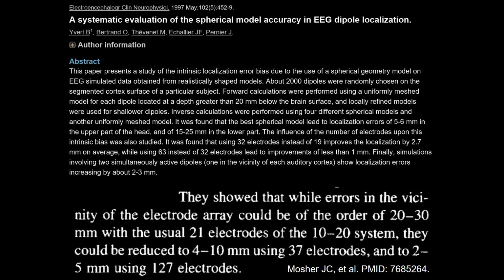I have enlarged the conclusions arrived at by Ebert about the paper written by Mosher looking at error in the vicinity of the electrode array. As you can see by reading the enlarged paragraph below, the conclusion is much different. I will summarize it in the following frames.